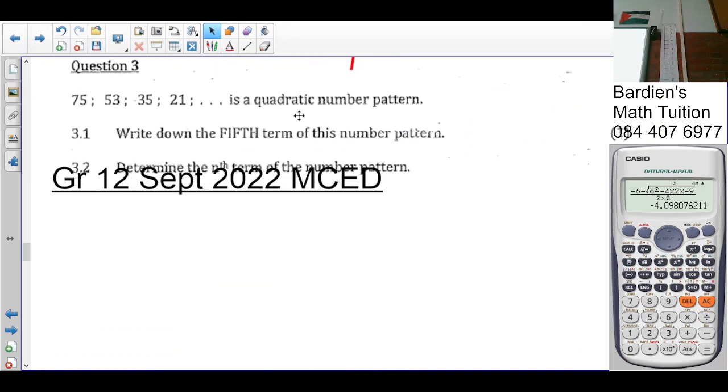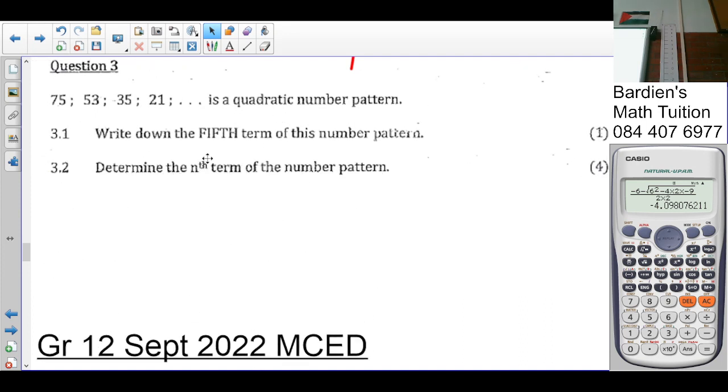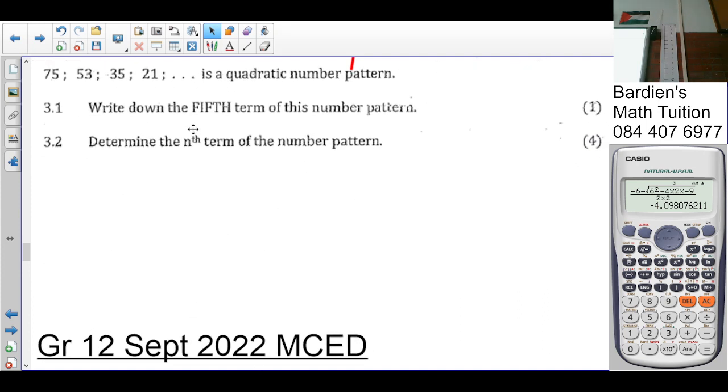In question 3 we are told that 75, 53, 35, 21 is a quadratic number pattern. Write down the fifth term in the pattern. So in other words, the next term. So how do I move from one to the next? I subtract it.